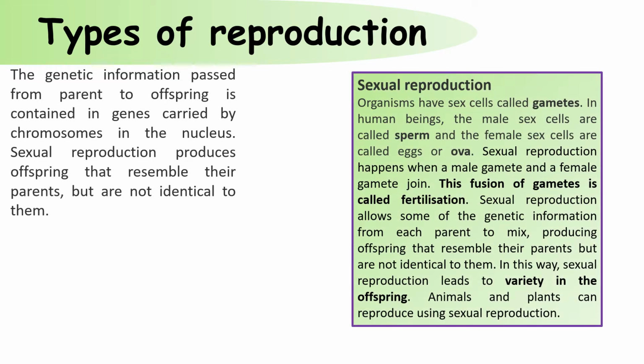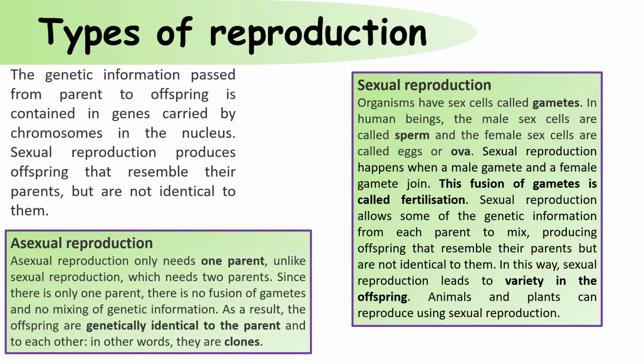Organisms have sex cells called gametes. In human beings, the male sex cells are called sperm and the female sex cells are called ova. Sexual reproduction happens when the male gamete and the female gamete join together. This fusion of gametes is called fertilization. Sexual reproduction allows some of the genetic information from each parent to mix, producing offspring that are similar to their parents but not identical. This leads to variation.